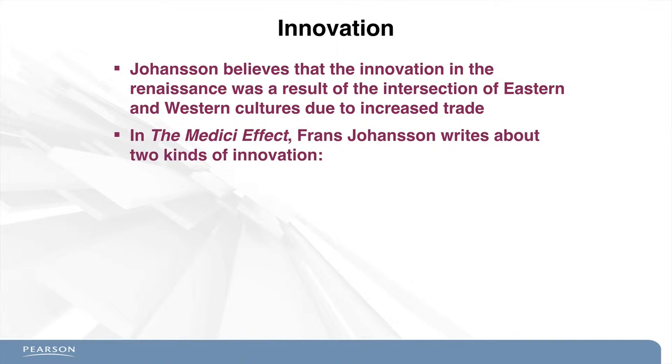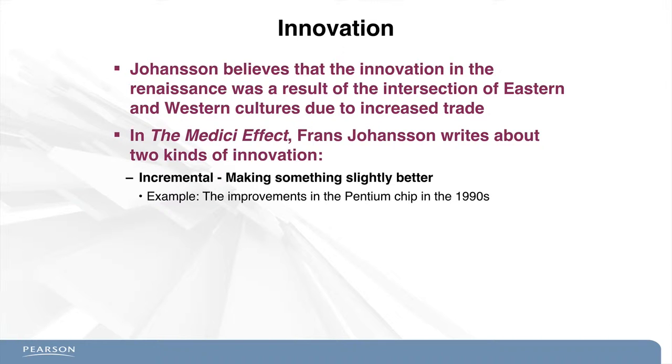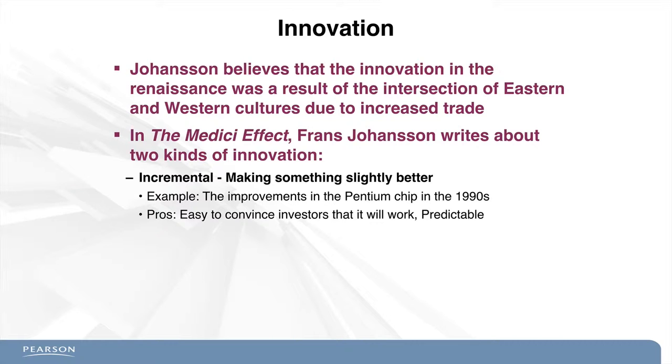The two kinds of innovation he talks about are, first, incremental or directional innovation. This is just making something a little bit better. One of the great examples of this is Pentium chips in the 1990s. They started out rather small, and then they constantly made them slightly larger and slightly faster. So you got like a 2x increase in speed every, say, 18 months, following Moore's Law. But there was no huge jump. So it's easy to convince people this will work. It's easy to get money for this kind of thing. And it's predictable. But the con is you don't have anything revolutionary. You don't have anything amazing that happens as a result of this.